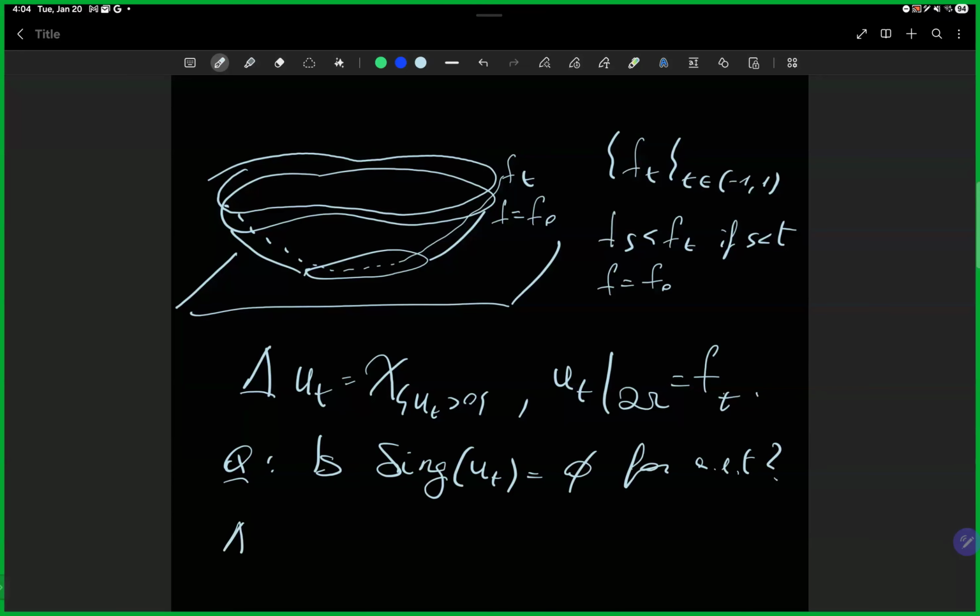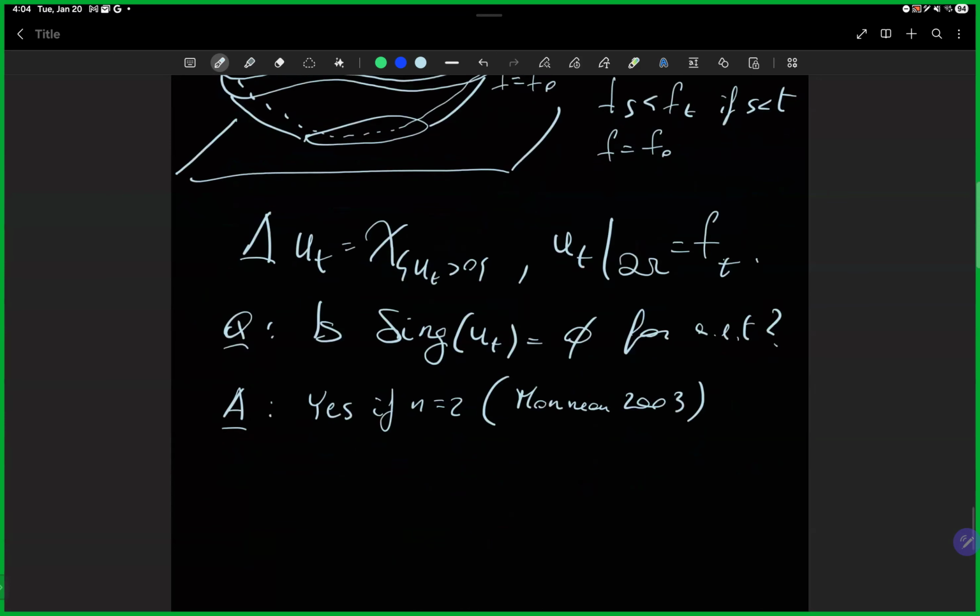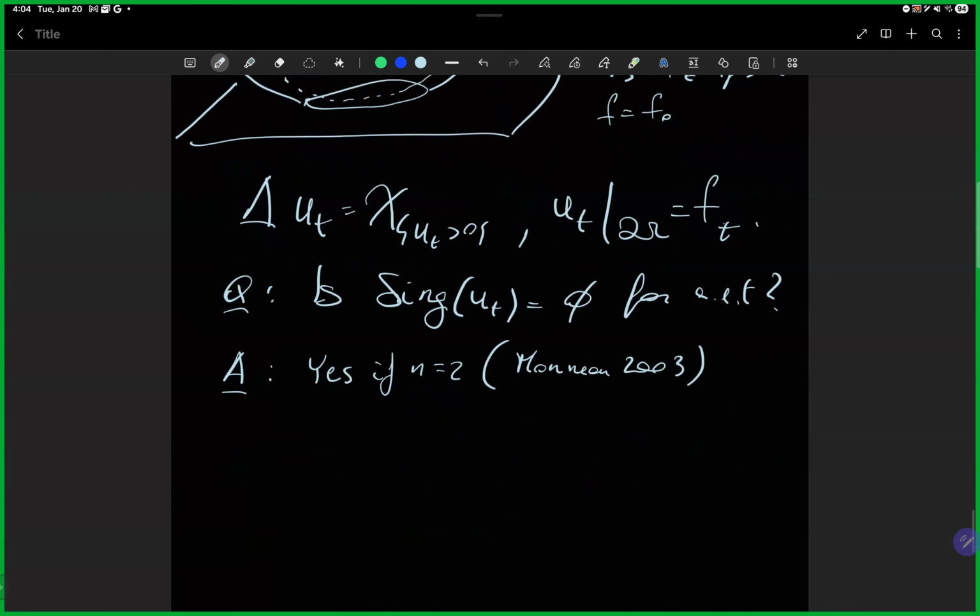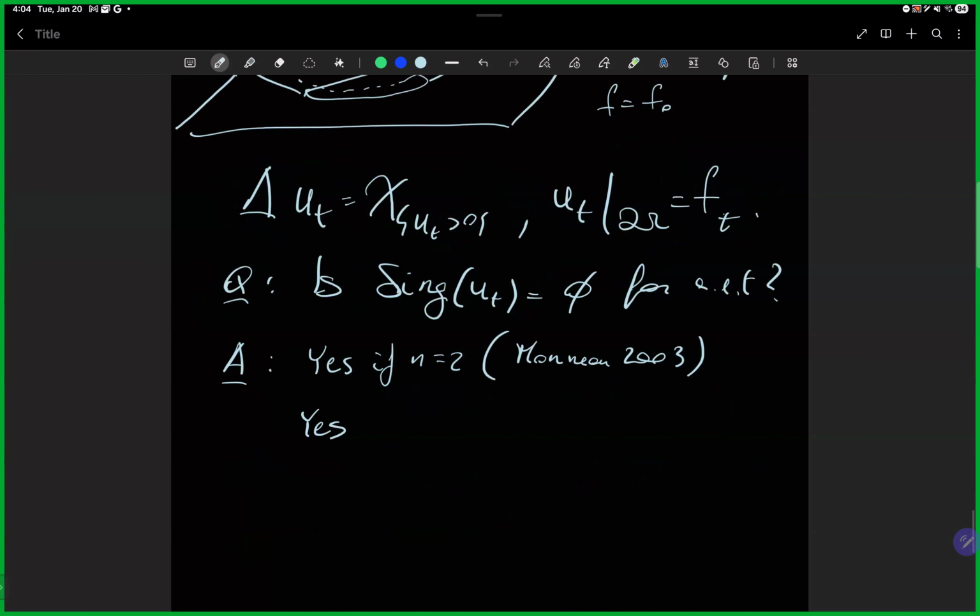Now the answer is the following theorem. So yes, if n equals 2, this has been done by Monneau in 2003. And then yes, if n is less or equal than 4, and it has been done by myself, Ros-Oton, and Serra in 2020. And actually we proved it better.